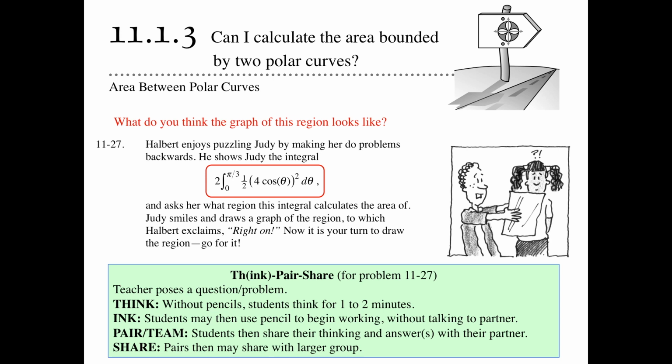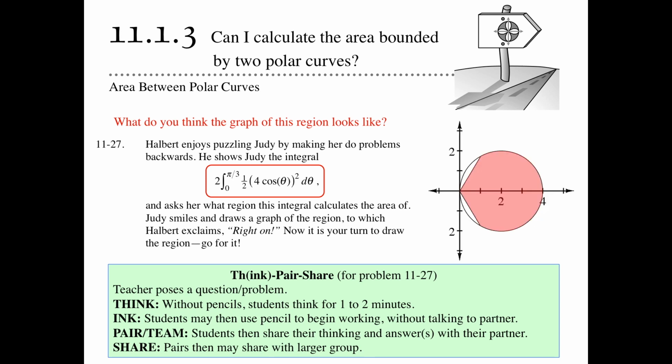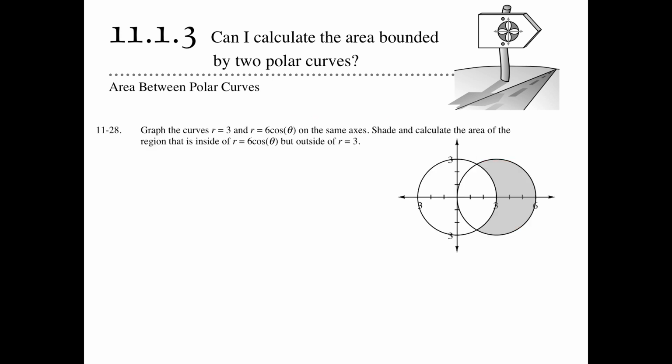After this amount of reflection time and discourse, most teams will produce a graph of a circle whose area is shaded between negative pi over 3 and pi over 3. Problem 11-28 adds a new challenge. In this problem, your students will be asked to calculate the area of this crescent moon-shaped region that is inside of one circle and outside of another.